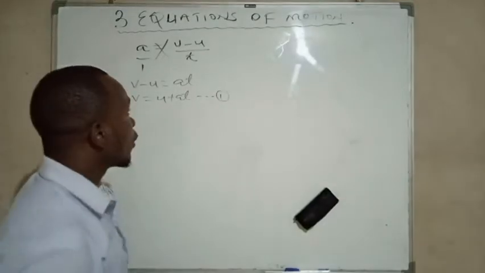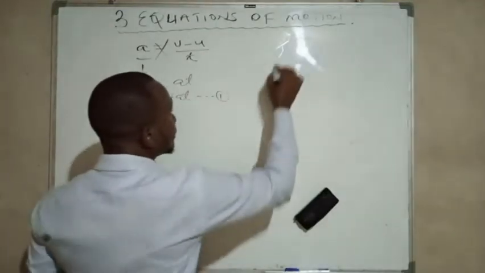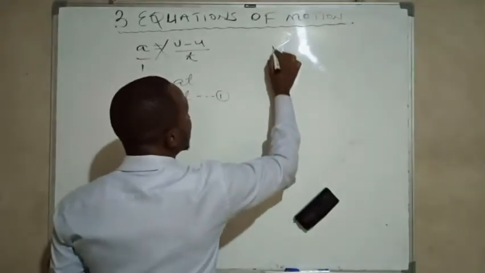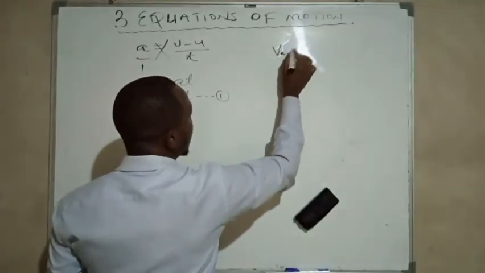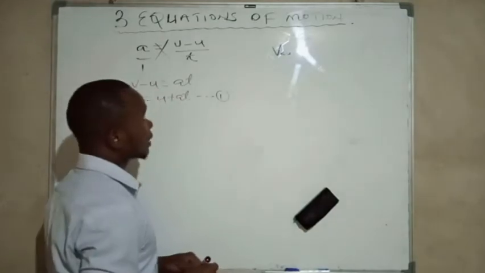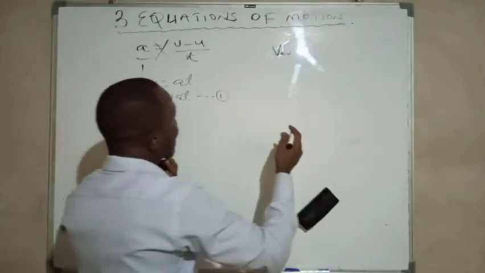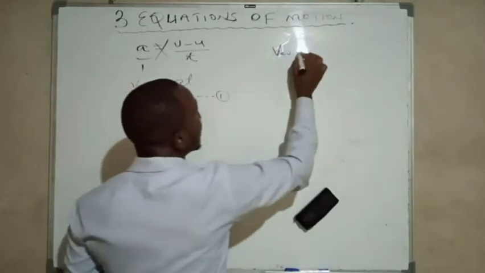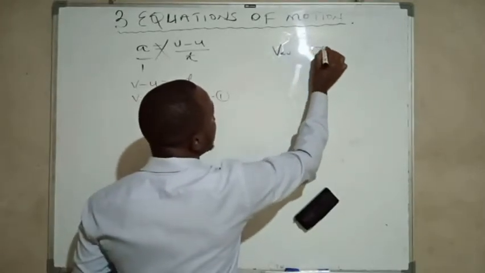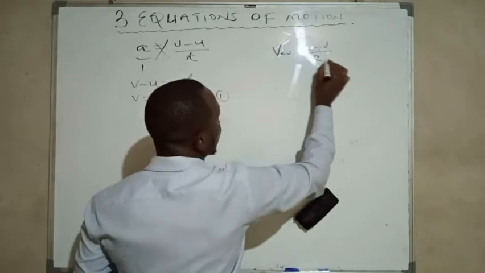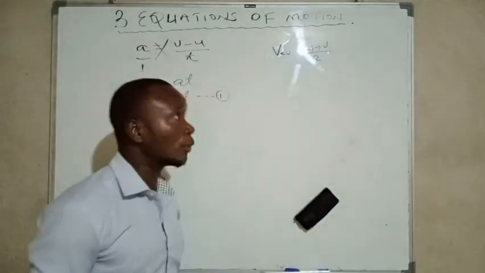Now, we know that velocity, in fact, we are using the concept of average velocity since we have two velocities, which is the final and initial. So this one, it is u plus v over 2. We're dividing by 2 because they're just 2.